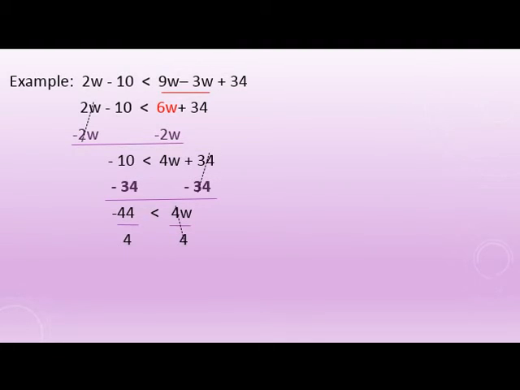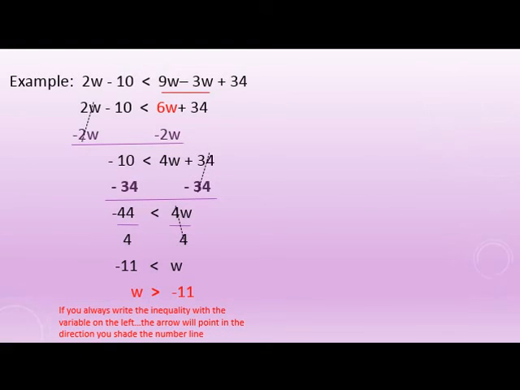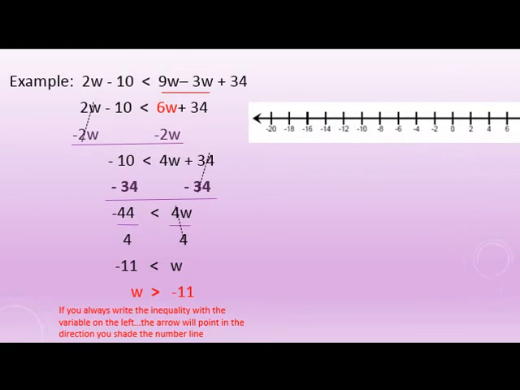Notice I flipped the w on the other side of the inequality, and the inequality symbol flipped as well. Let's graph. Step 1, put a circle at negative 11. Step 2, check the inequality. Is there a line underneath? No, there's not, so I won't shade the circle. Step 3, shade the side of the circle that's greater than negative 11.